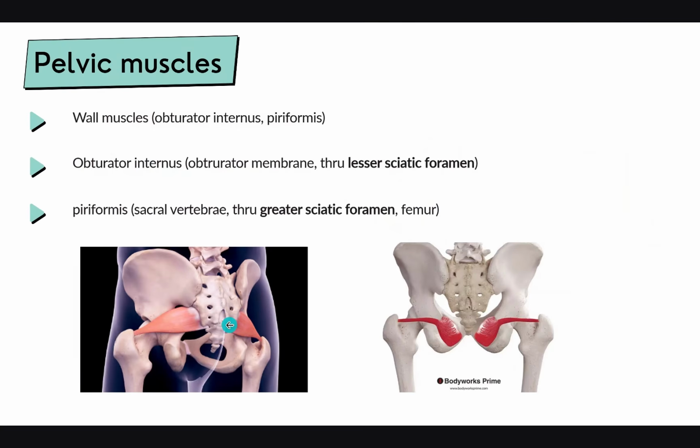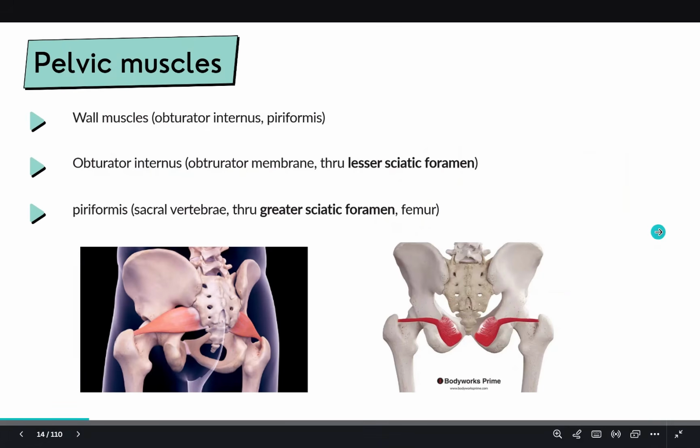Compare that to another muscle, which is coming from the wall of the pelvis. We have the piriformis muscle, which comes from the inner part of the sacrum, then goes through the greater sciatic foramen, and then attaches to the femur. All right, so these are the two muscles making the wall of the pelvis.